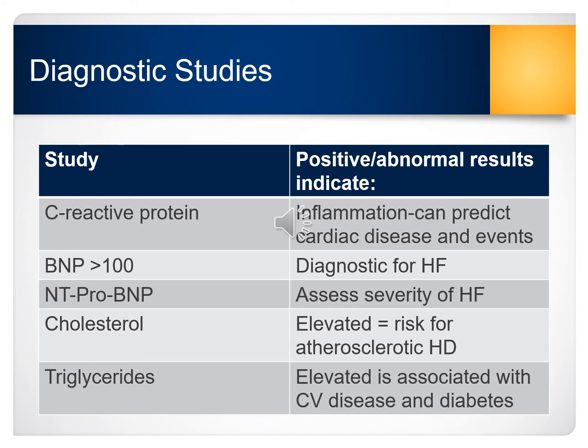BNP stands for beta-type natriuretic peptide. It's released from the ventricles and is used as a cardiac marker of choice for determining whether the patient has dyspnea related to a respiratory problem or a cardiac problem. So typically a BNP greater than 100 indicates heart failure. N-terminal pro-brain natriuretic peptide is secreted in the ventricles and is more sensitive but less specific than BNP as a marker for heart failure.